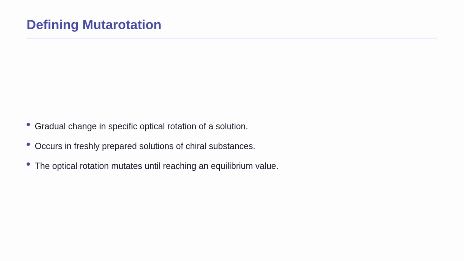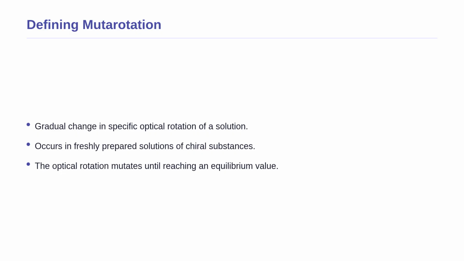Now that we have a mental picture, let us look at the formal scientific definition. In scientific terms, mutarotation is defined as the gradual change in the specific optical rotation of a freshly prepared solution of a chiral substance until it reaches a final equilibrium value. When you first dissolve a specific form of glucose in water, it bends polarized light at a very specific angle.